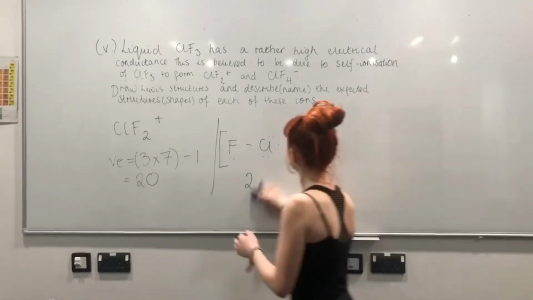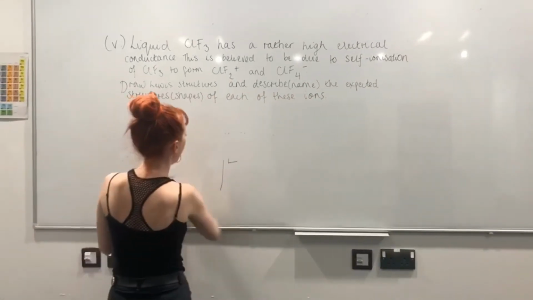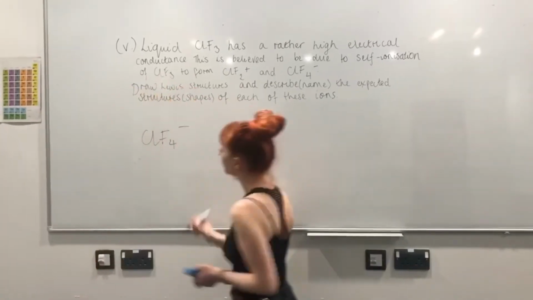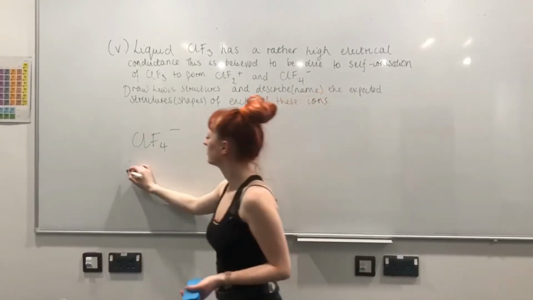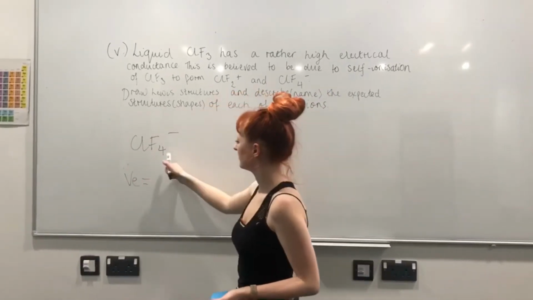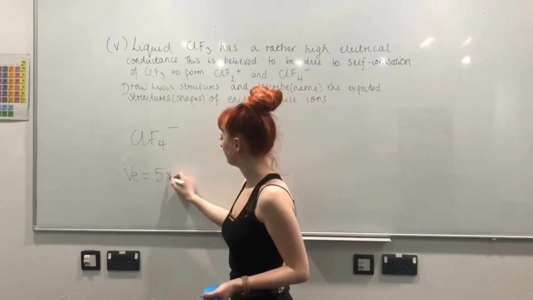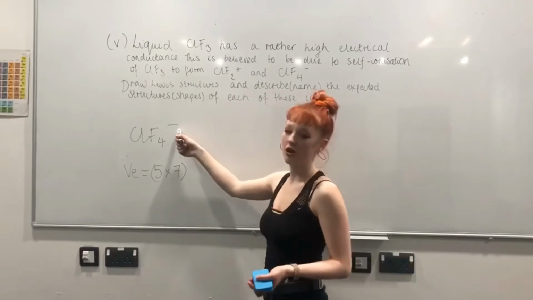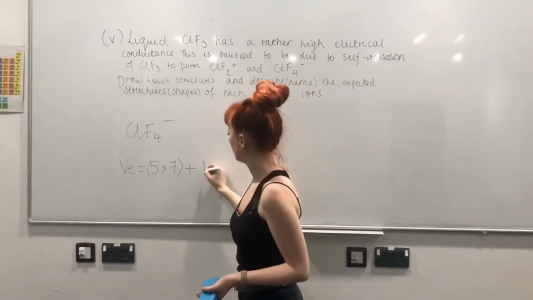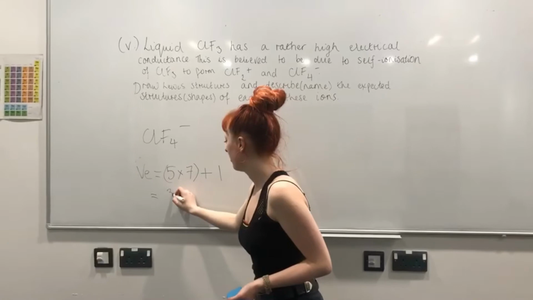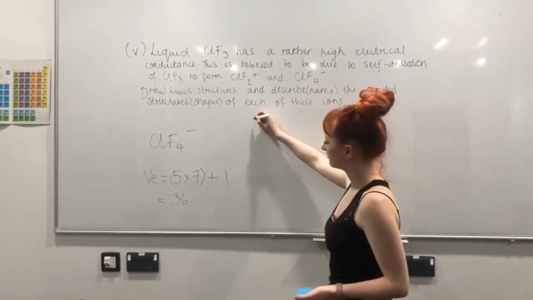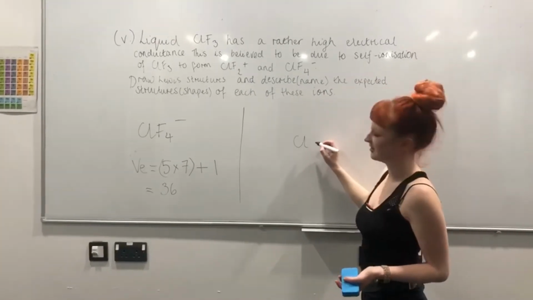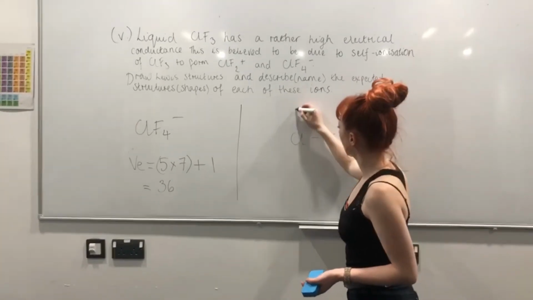And for ClF4-, the valence electrons present is for 5 times 7, but then you add 1 because it's an anion with a charge of -1, add 1 electron, and you get 36 valence electrons. And to draw this, put your less electronegative Cl in the middle, your fluorines.